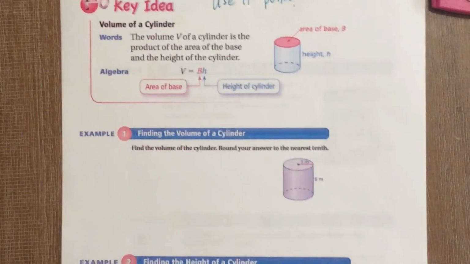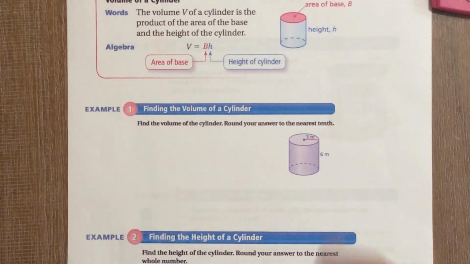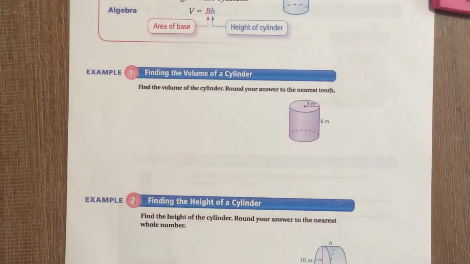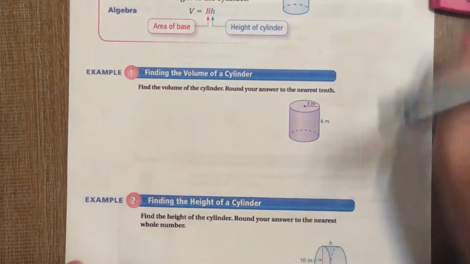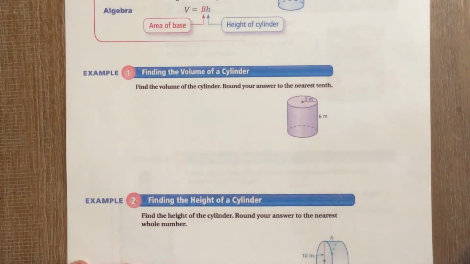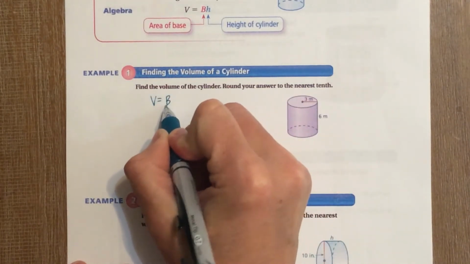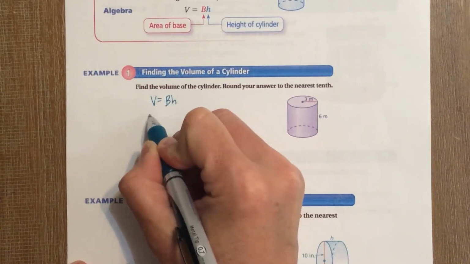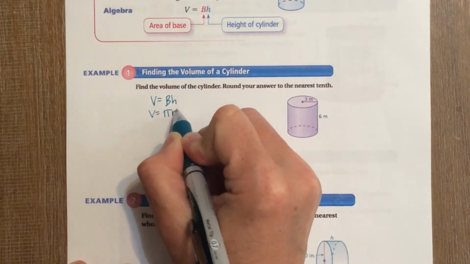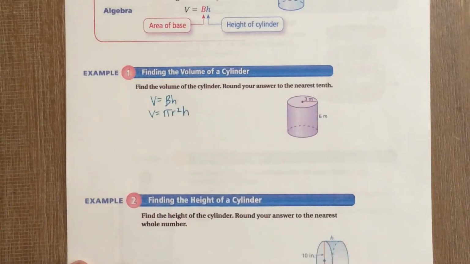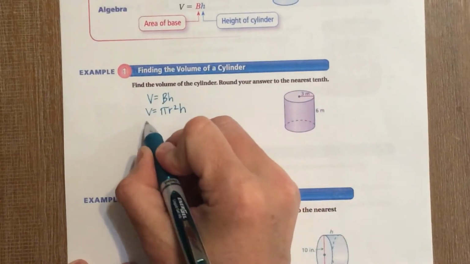Okay, so let's look at example 1. We are going to find the volume of a cylinder. Thinking back to the formula for area of a circle, you remember that the area of a circle is pi r squared. So we're just going to work with that. Volume equals base area times height. So the volume is equal to pi r squared times height.